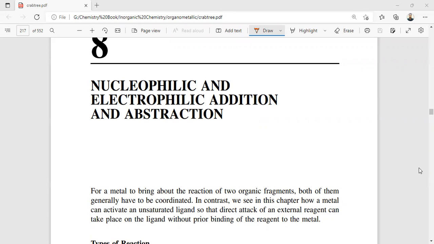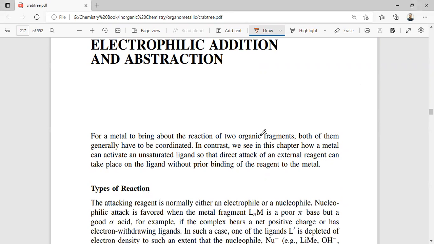So in this lecture, I will teach about nucleophilic and electrophilic addition and abstraction in organometallic chemistry. For a metal to bring about a reaction of organic fragments, both of them really have to coordinate. In contrast, we'll see in this chapter how a metal can activate an associated ligand so that a direct attack by an external reagent can take place on the ligand without binding to the metal center.